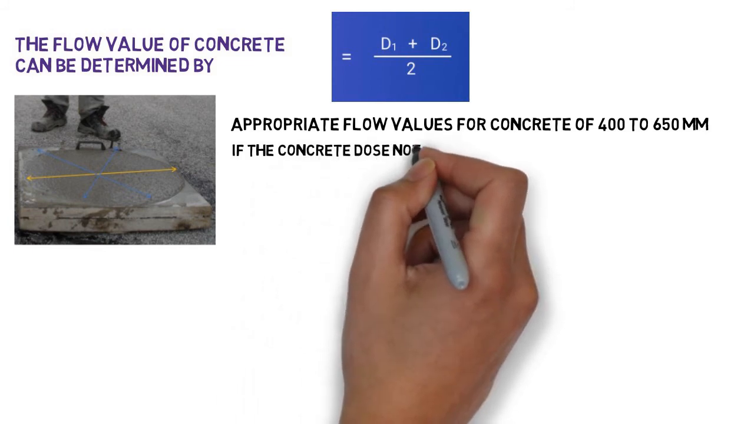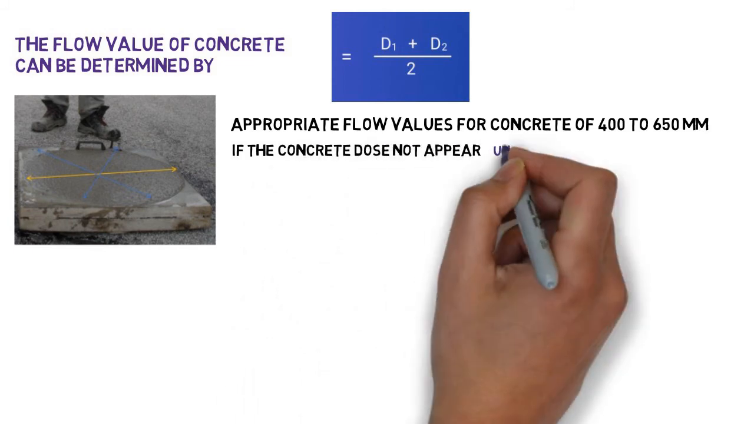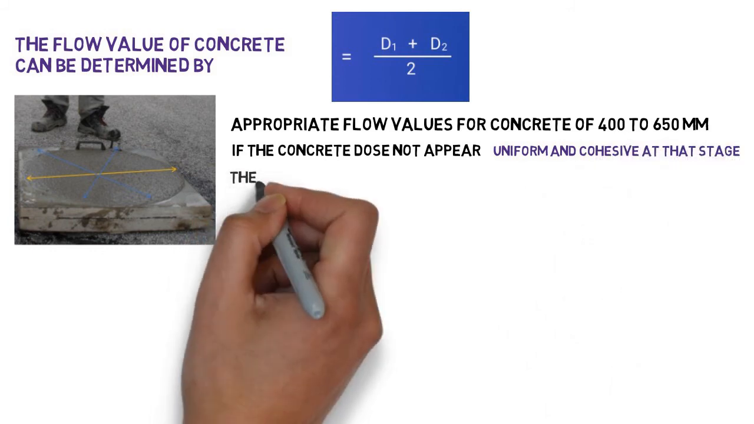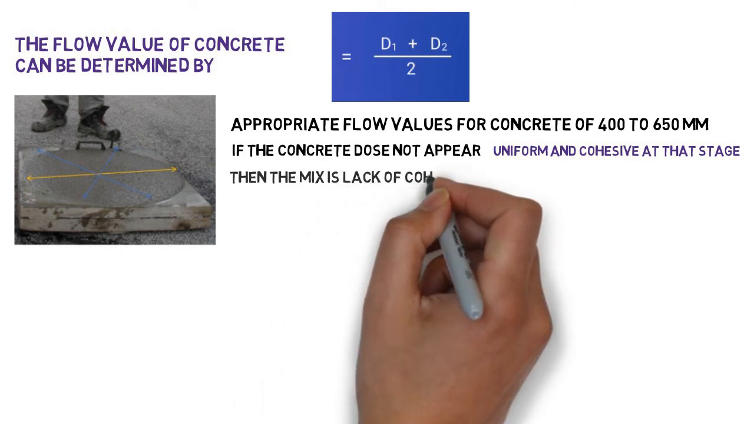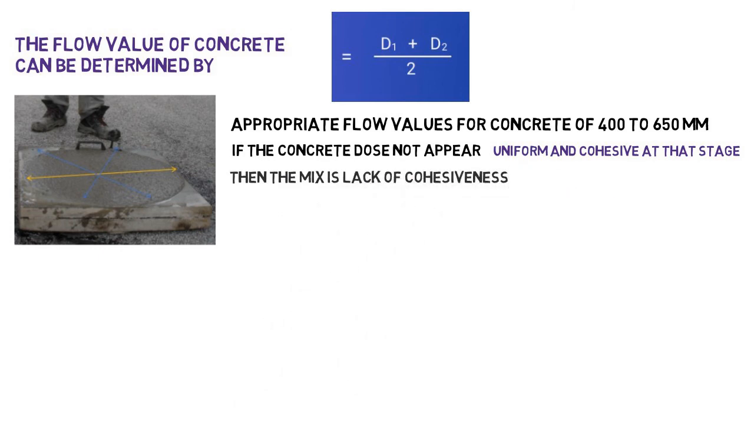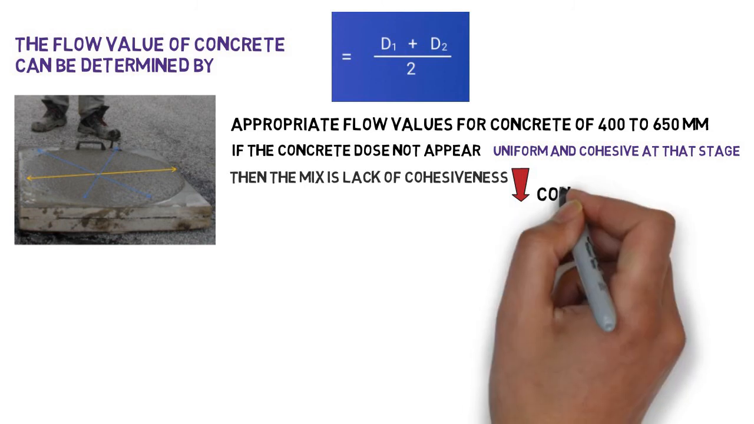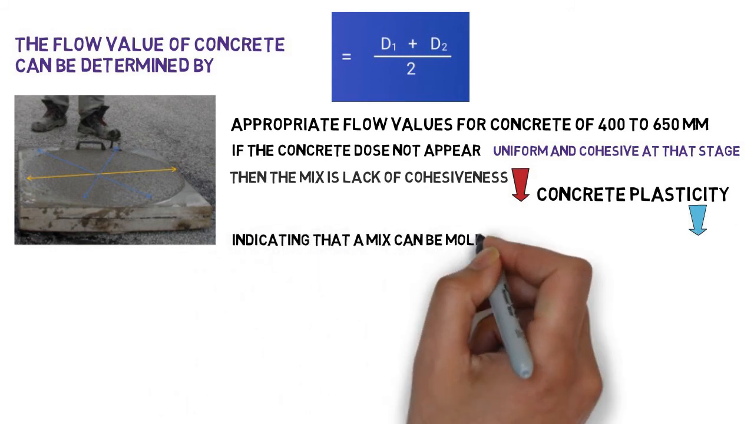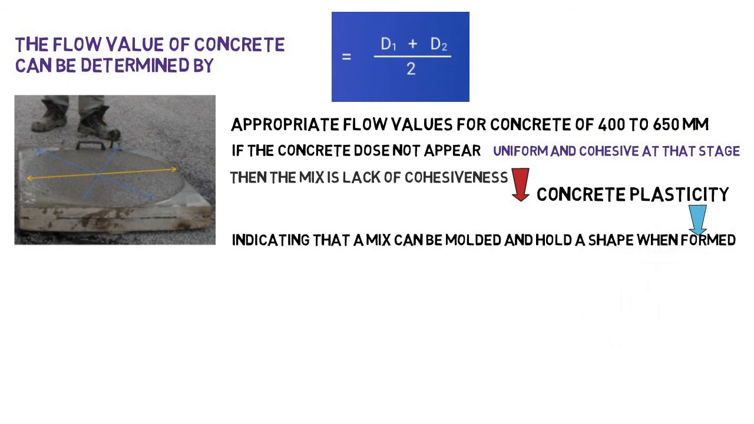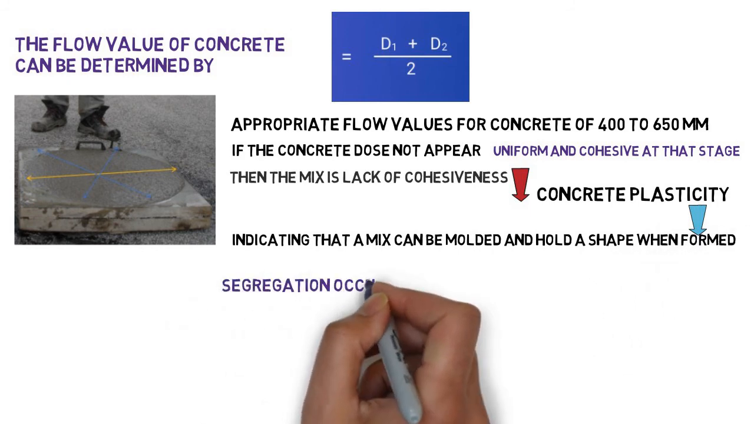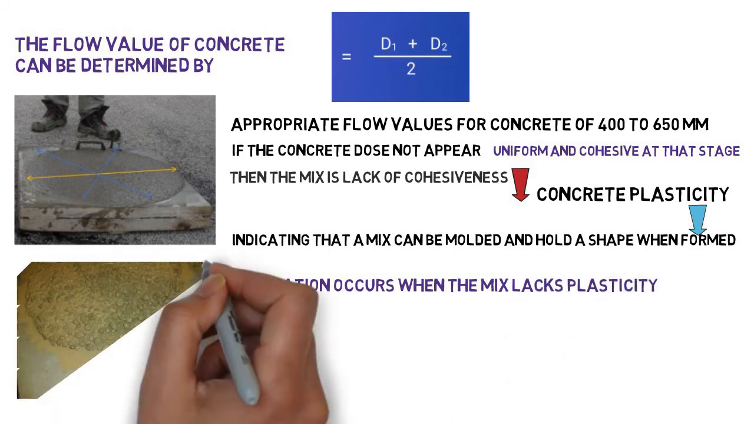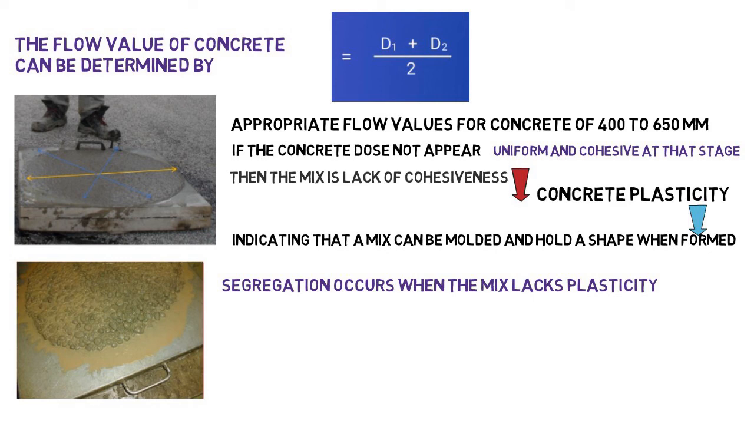If the concrete does not appear uniform and cohesive at this stage, then we can say the mix lacks cohesiveness. That means decreased concrete plasticity. Plasticity indicates that the mix can be molded and hold a shape when it's formed. So, segregation occurs when the mix lacks plasticity.